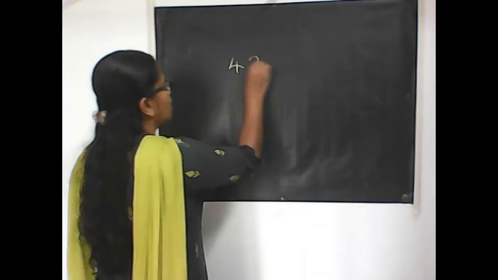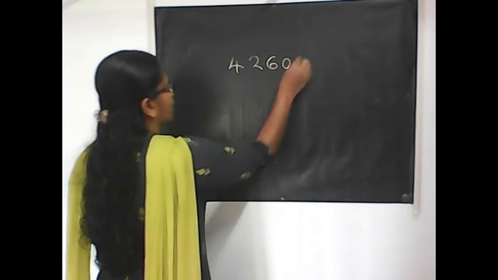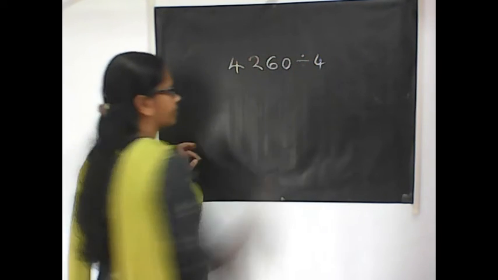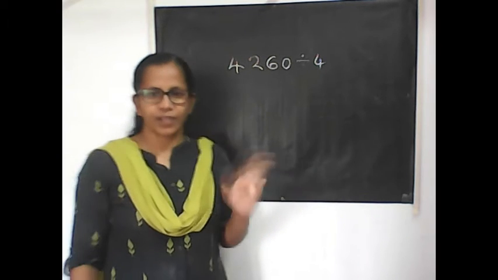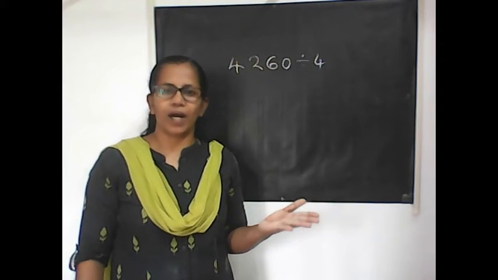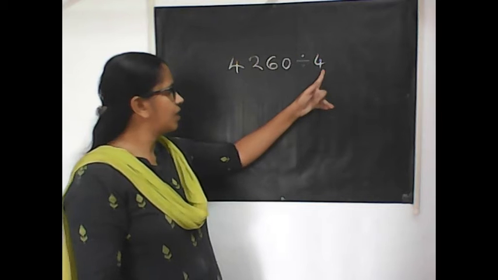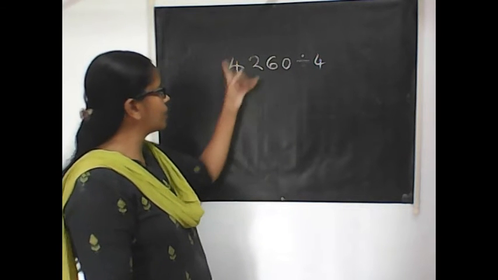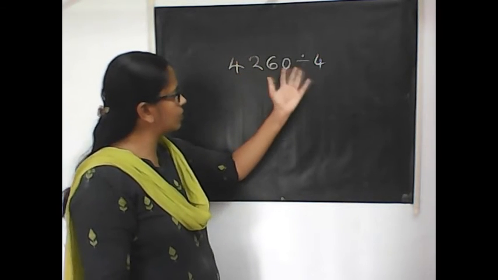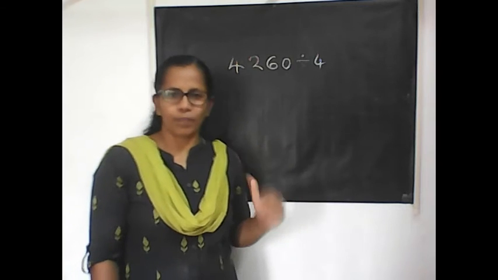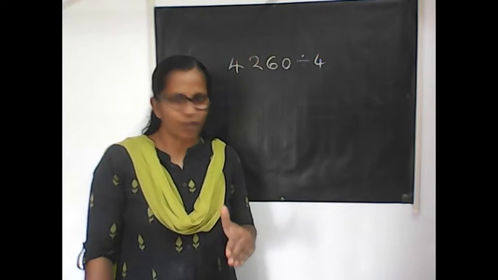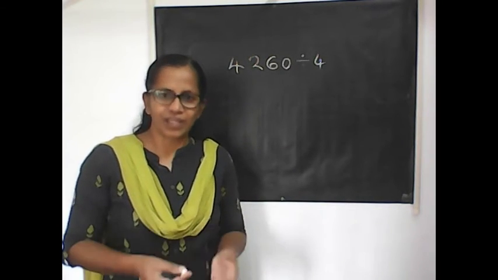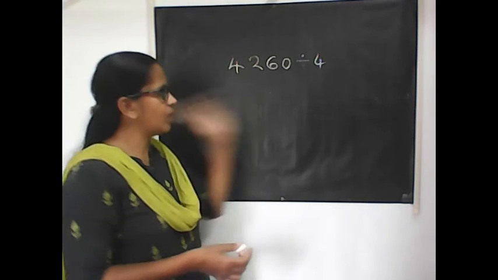That is 4,260 divided by 4. Okay, this is our topic. Division by a single digit. Let the number of digits be 2, 3 or 4. Now only we entered into our topic. So far, we have practiced with the small numbers. Now let us do the question.